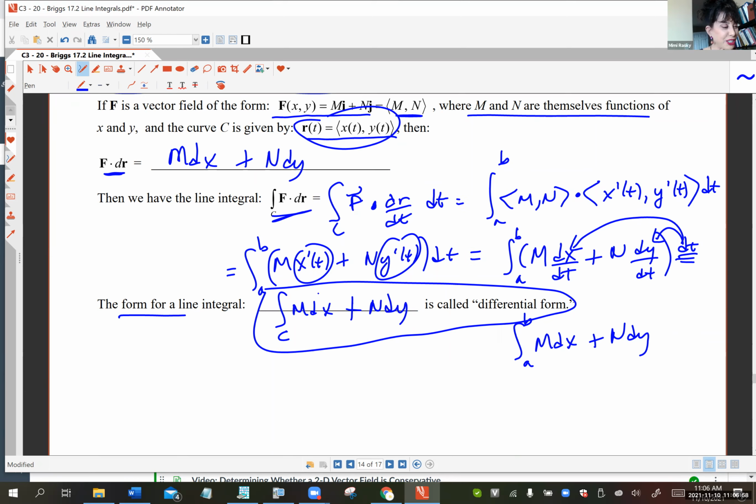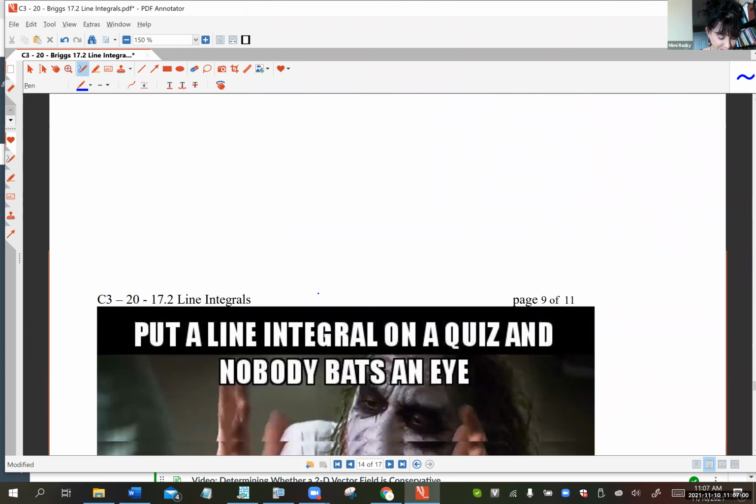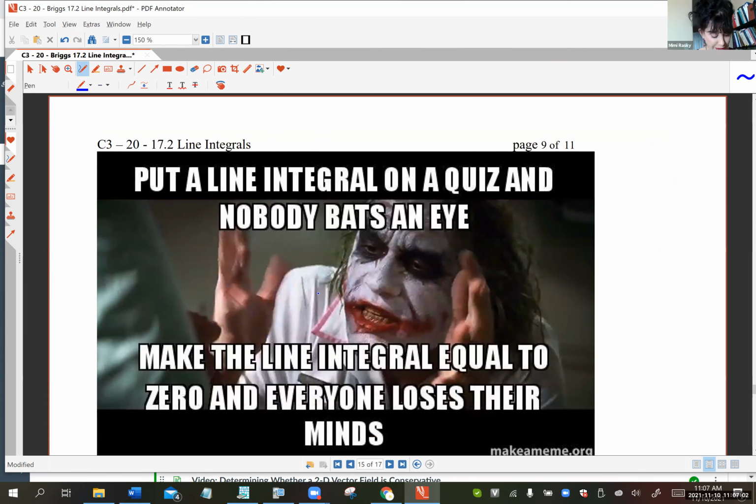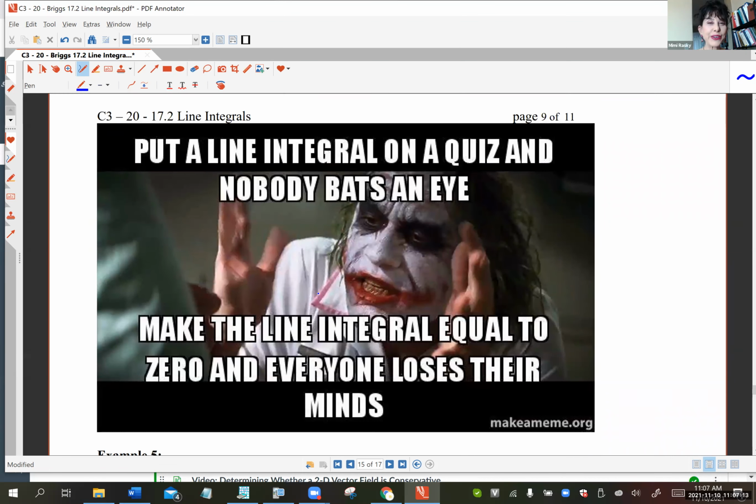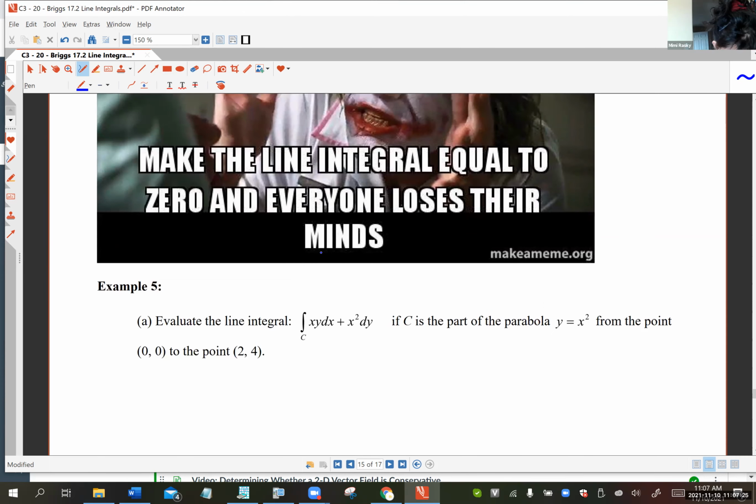So let's do some differential forms. So, get another meme for you. Put a line integral on a quiz, nobody bats an eye. Make the line integral equal to 0 and everyone loses their minds. Can a line integral equal 0? Sure. Remember, it's denoting work done. And work can be positive, negative, or 0. So it's possible. That's where the meme comes from.